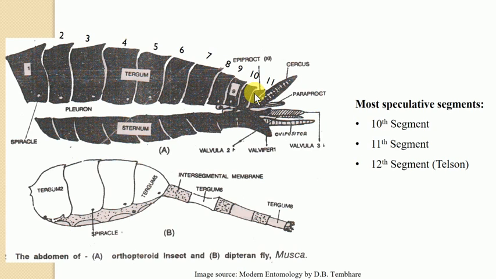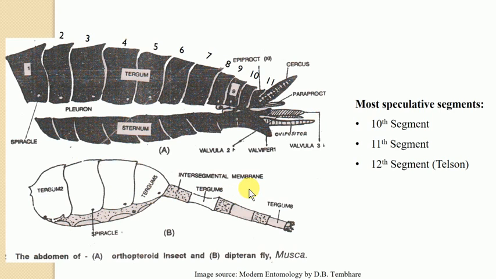and particularly in the case of holometabolous insects, which show complete metamorphosis or complete development, they generally show the presence of 10 abdominal segments, where the 11th and 12th segments are greatly reduced. Okay. So this is about the segmentation of the abdomen. Here in this diagram you can also see the abdomen of the dipteran fly, Musca, where the number of abdominal segments is again greatly reduced, and they also show the presence of intersegmental membranes.